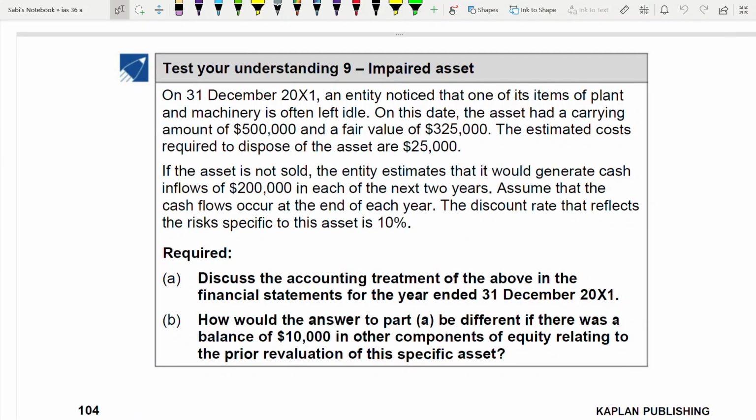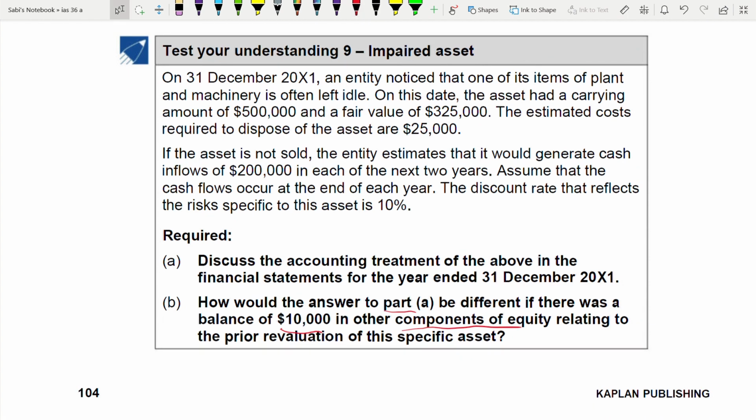Test your understanding 9, impaired asset. In part A, you need to discuss the accounting treatment of the above. And in B, how would the answer in part A be different if there was a balance of 10,000 in other components of equity relating to the prior revaluation of the specific asset? Let us first finish with A.